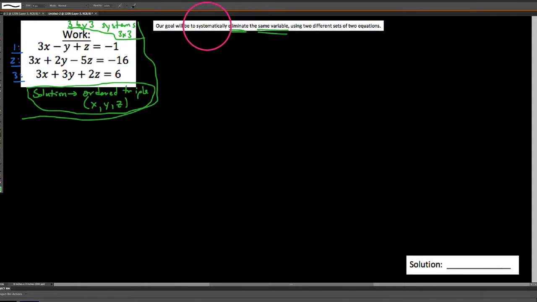So when I say that we're going to systematically eliminate the same variable using two different sets of two equations, I kind of mean that we're going to pick two of these three equations at a time and use just those two equations to eliminate, say, the x's or the y's or the z's, but just two equations at a time. And we're going to do this two different times with two different sets of two equations. So let's start with this.